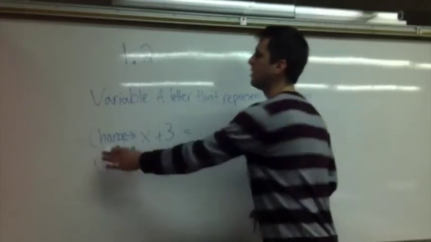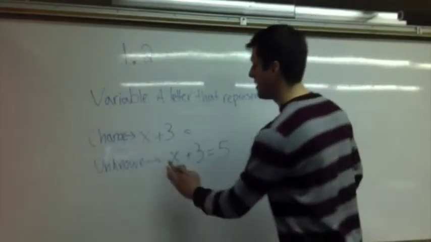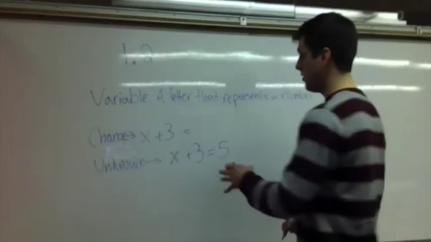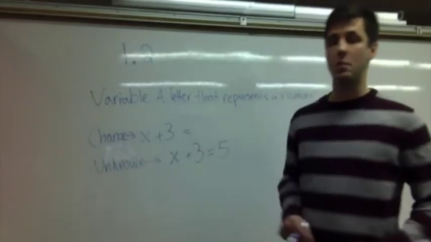So we have numbers where you can change, where you plug in a number for x and you get an answer, and then we have numbers that are unknown, where if you solve it correctly, you can figure out what x equals. Those are two different types of variables.